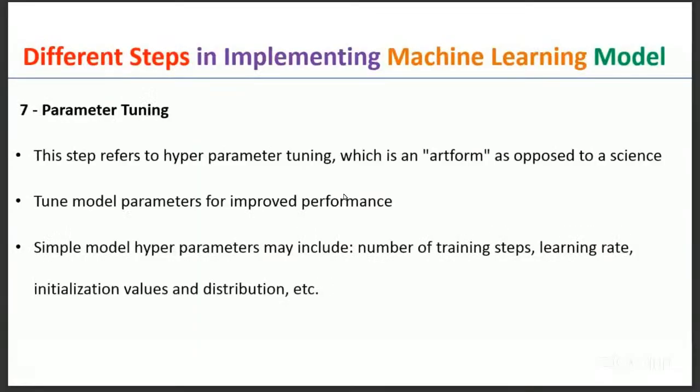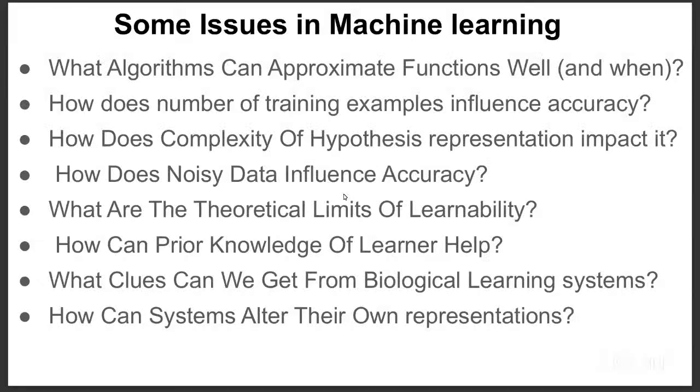So, parameter tuning. Once you get the result, what measures do you need to take to get better results? That is called parameter tuning. Tuning is an art form: tune model parameters for improved performance. To give more accurate results, the parameters you choose for predicting the values should be refined and tuned. So what are the parameters that predict the value? You need to do more analysis to get more accurate values for those parameters.